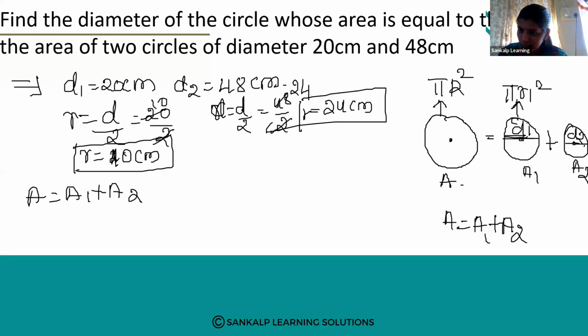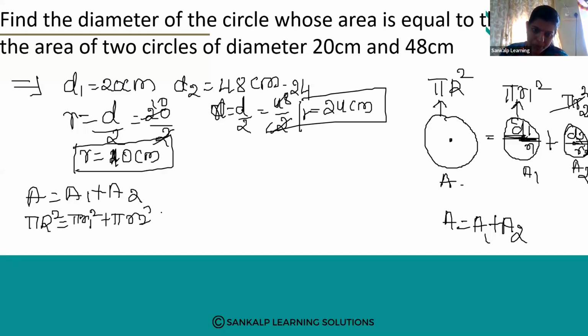So this circle radius is r1, and this is r2. Consider this radius is r1 and this radius is r2. Then the area of this circle becomes pi r2 square. Right? So this one is pi r1 square, and this is pi r2 square. Therefore pi r square is equal to pi r1 square plus pi r2 square.